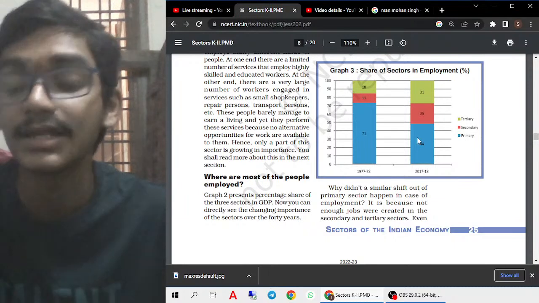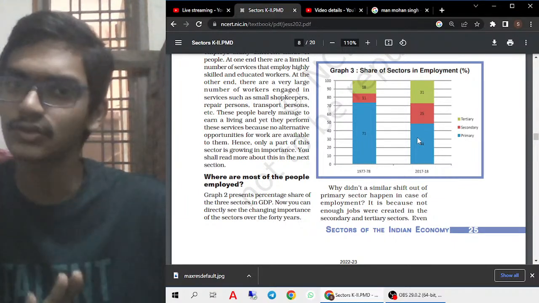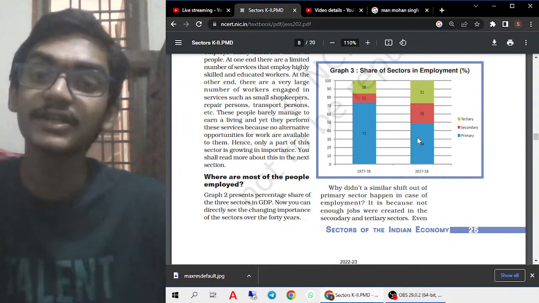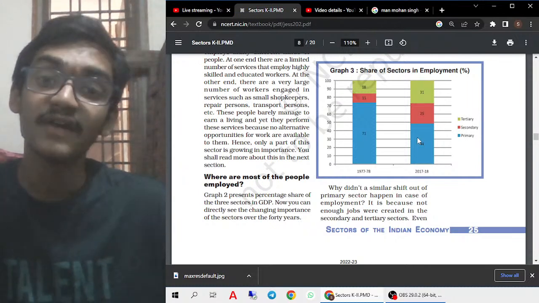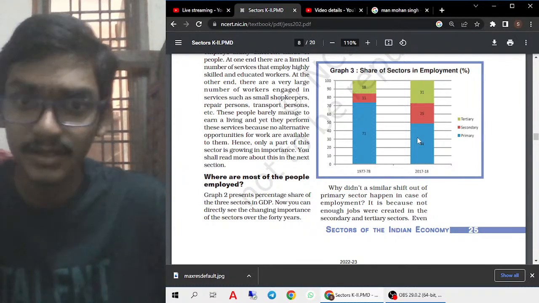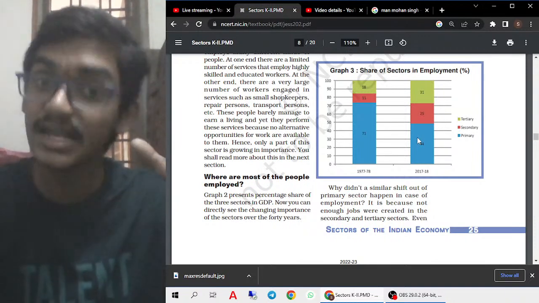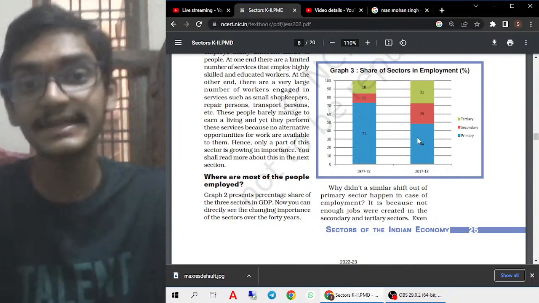Okay, do you understand? What you are trying to focus on is that the primary sector is contributing very much less to our development process, that is the GDP of a country. But in that sector only we are seeing that more people are involved. Whereas if you see the tertiary and secondary sectors, they are actually contributing more to the economic development, but the employment is seen very much less.